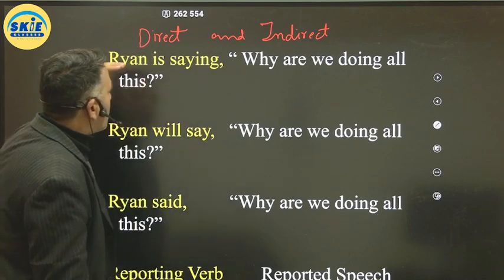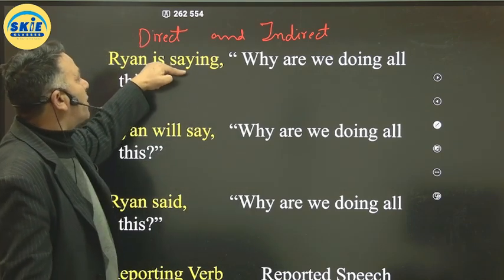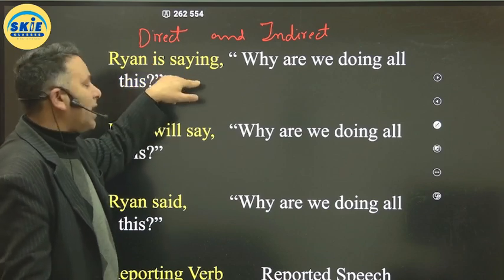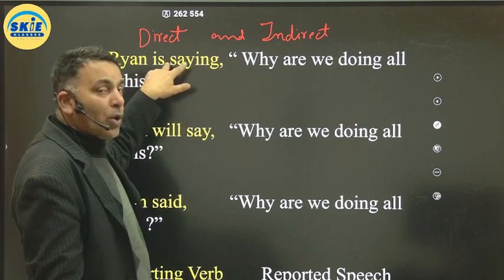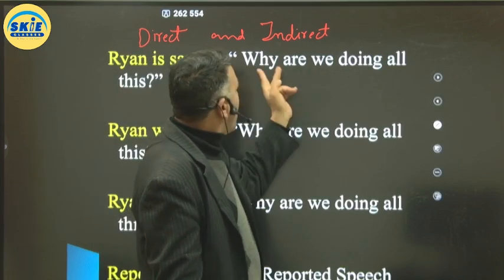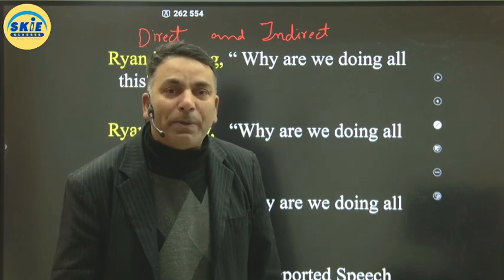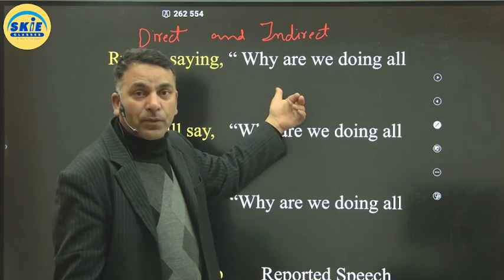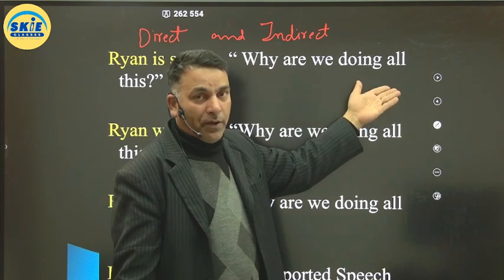The first part, Ryan is saying. Here you have the reporting verb, saying, and the auxiliary is; sometimes it could be a verb without an auxiliary. So you have the reporting verb here, and this part, why are we doing all this? This is called the reported speech. Right? Reporting verb on this side and reported speech here.